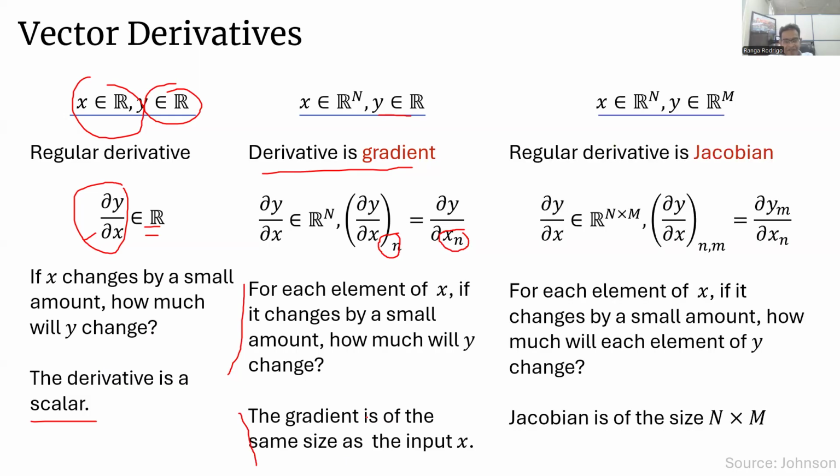Okay. Then we have the vector. Then we know that we have the Jacobian. We did that at the very beginning. Jacobian is of the size n by m, but the derivative is of the size of x.